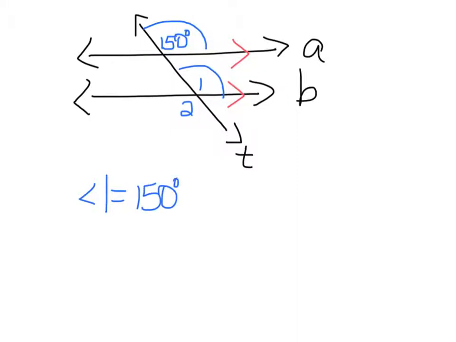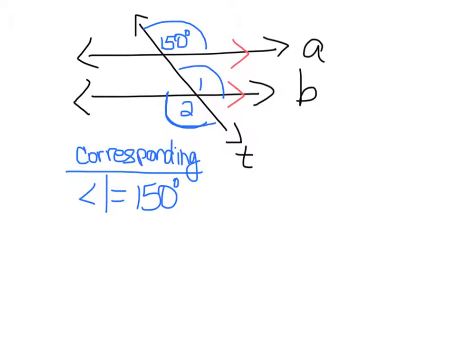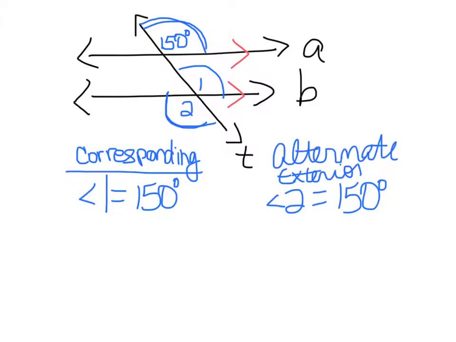Okay, then we also know that angle 1 must equal angle 2 because those are vertical angles. We could have attacked it that way with the corresponding angles postulate. The other way that we could have attacked this problem is to say that angle 2 is an alternate exterior angle with 150 degrees. We know that angle 2 would have to equal 150 degrees because it is alternate exterior to it. Okay, we can use all the postulates that we learned today, the 4 postulates, for any two lines that are parallel and they are cut by a transversal.